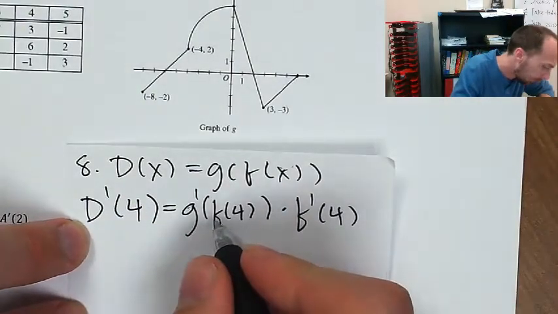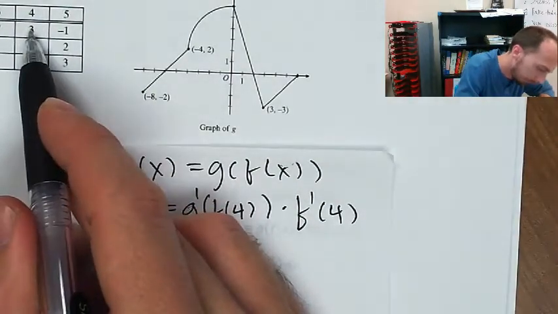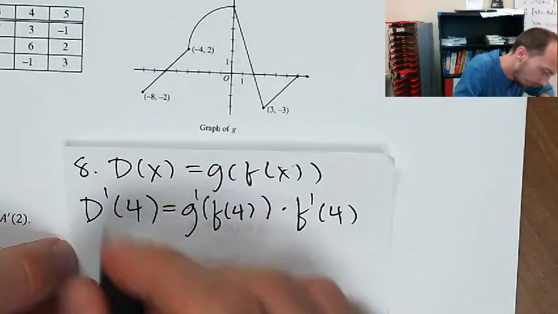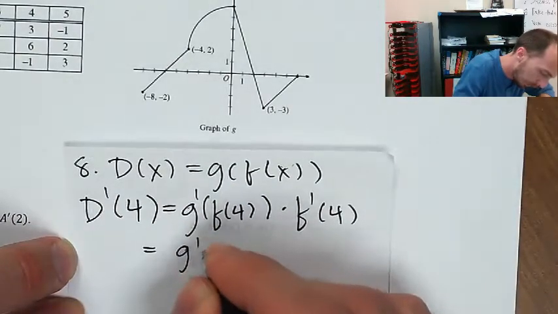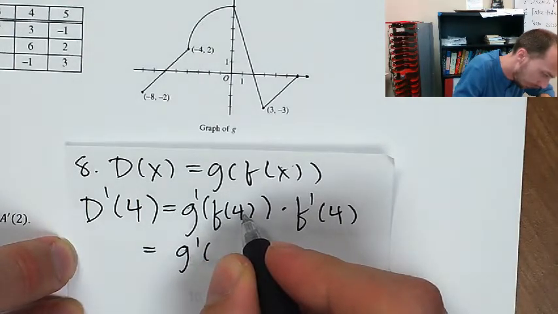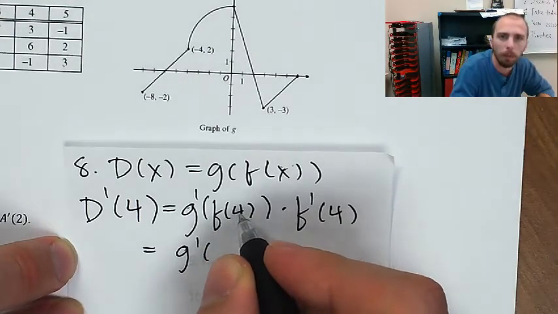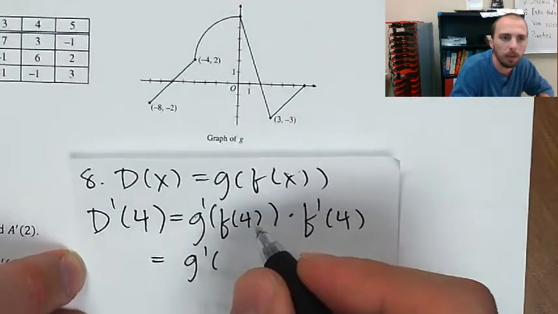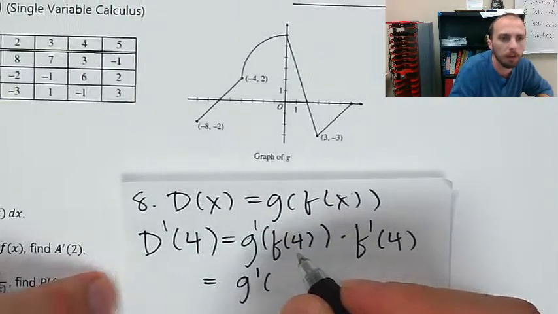So that's going to be, what is f of 4? F of 4 is equal to 3. Okay. So it's equal to g prime of f of 4, which is g prime of 3, and that doesn't exist. What was I thinking? Hold on. Did I miss something here?